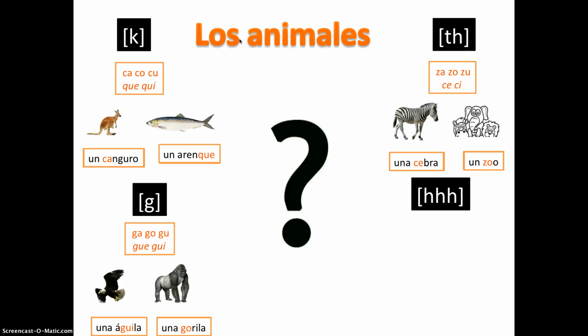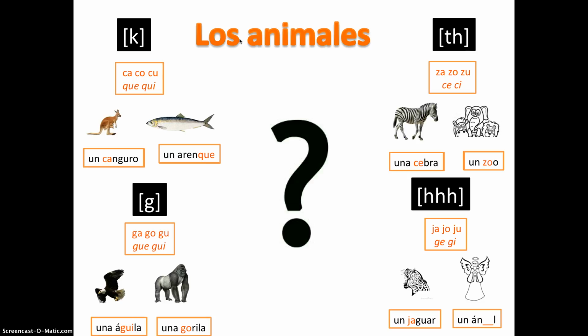And finally then for this ch sound, cha, cho, chu, che, and chi. But note the spelling difference again with a G, G-E and G-I when we're using it with an E and the I. And our examples were un jaguar. How will it be spelled? Good. Un jaguar with a J. But un ángel, how will it be spelled? Good, yes. Un ángel with a G-E.